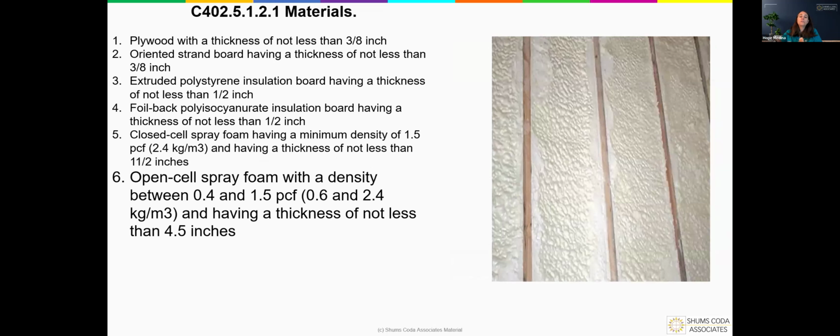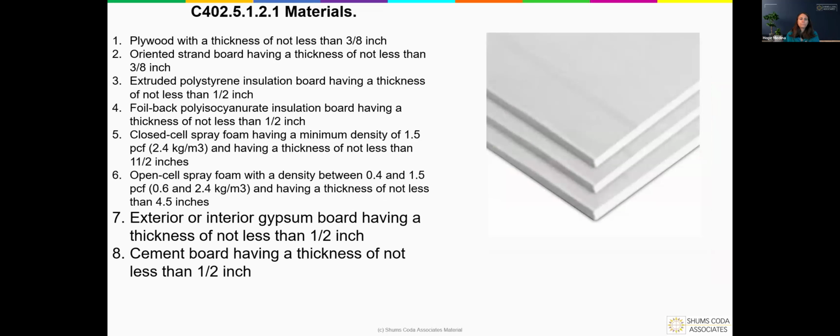Now, open cell spray foam can be utilized as an air barrier, but whereas closed cell only required 1.5 inches, open cell, you have to get all the way up to 4.5 inches. And open cell does not have the R-value that closed cell does. So you may not have the space in your wall to get enough insulation in there too. So it's all about planning for sure.